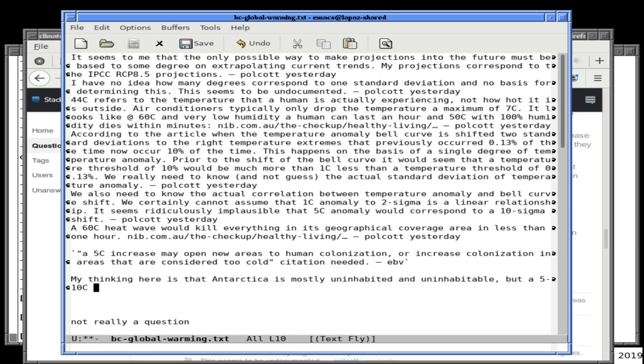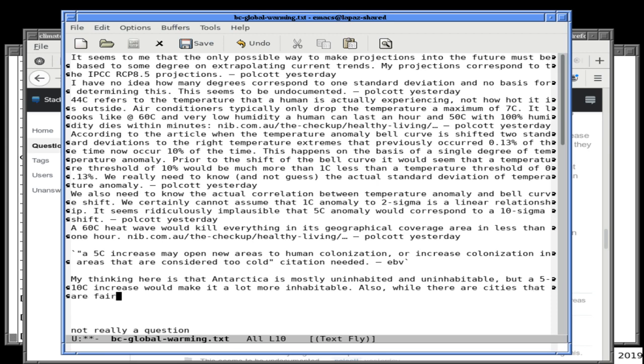Now, notice I'm cheating here. I'm saying 5 to 10 because Polkot said 10, and 5 to 10 increase would make it a lot more inhabitable. Also, while there are cities that are fairly far north, they have small populations. And more people may move there as the weather becomes more clement, opposite of inclement.